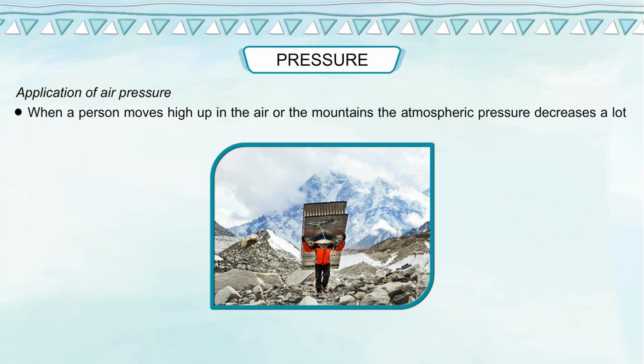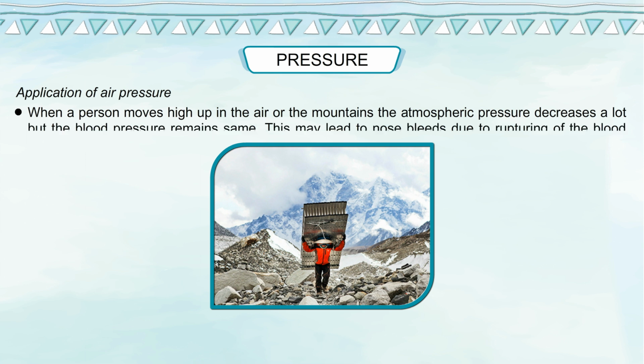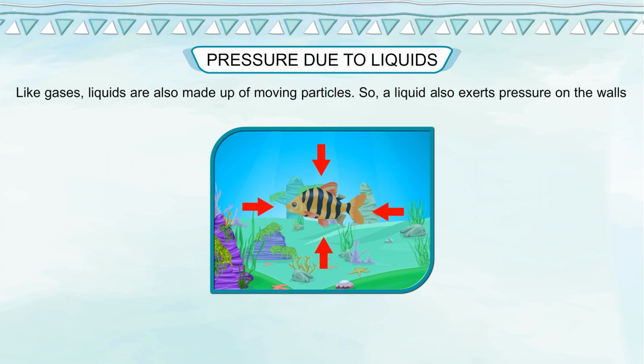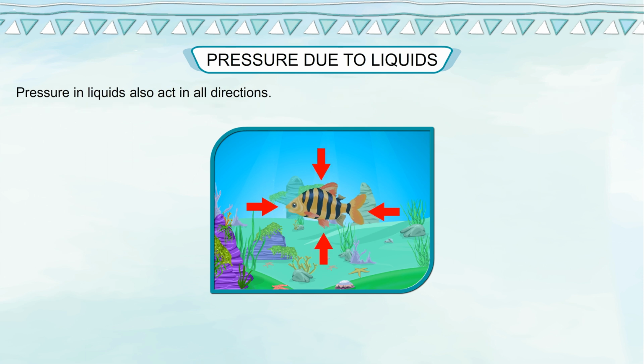When a person moves high up in the air or the mountains, the atmospheric pressure decreases a lot, but the blood pressure remains same. This may lead to nosebleeds due to rupturing of the blood vessels. Pressure due to liquids. Like gases, liquids are also made up of moving particles. So, a liquid also exerts pressure on the walls of its container and any object that is put in it. Pressure in liquids also act in all directions.